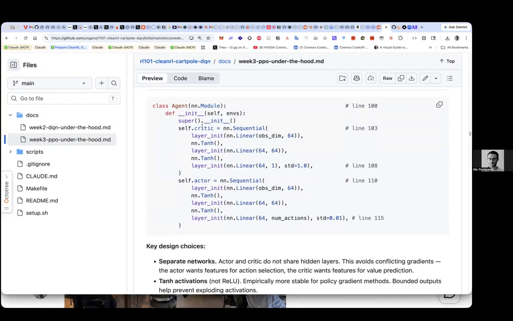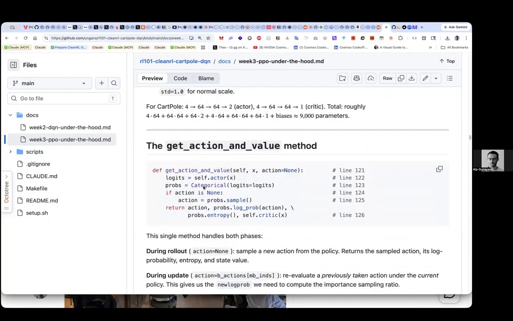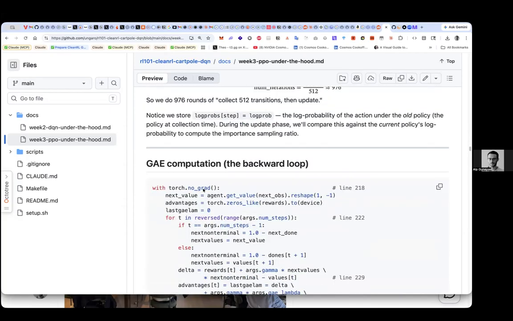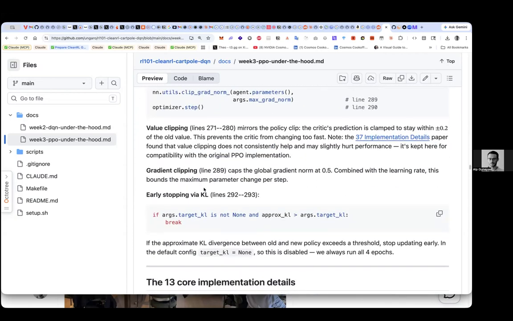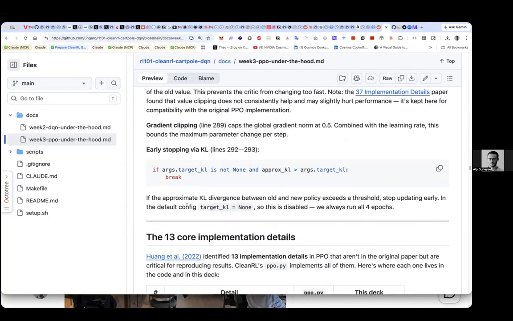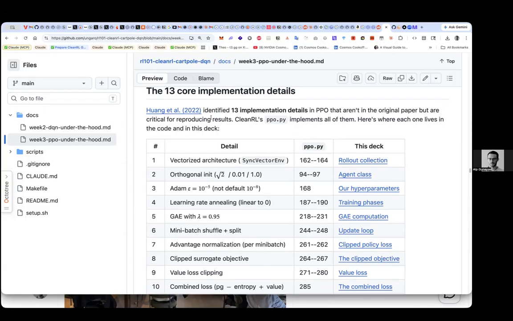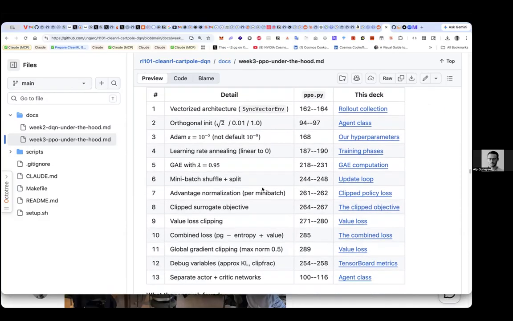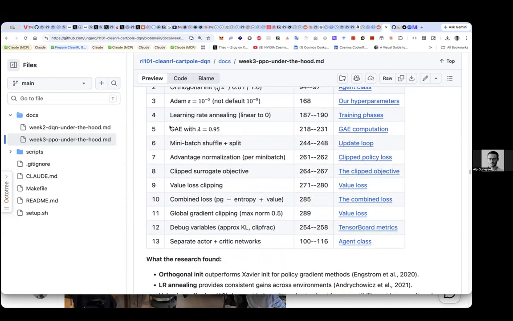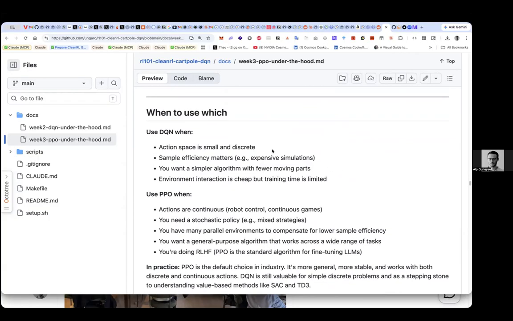Most of the code is here, and you can understand which line does what. I try to go deeper, and also into the parameters and the loops. You also have to go into the details of ppo.py to understand this better. The 13 core implementation details from the paper that came later after PPO are very important, and they are implemented in CleanRL's ppo.py. It also shows which implementation details are implemented where and how, what the research found, and we are comparing the Q network with PPO.